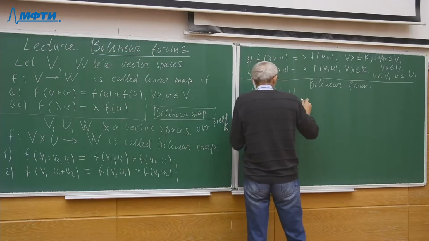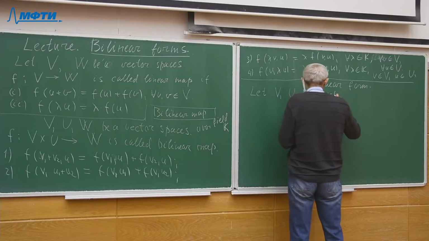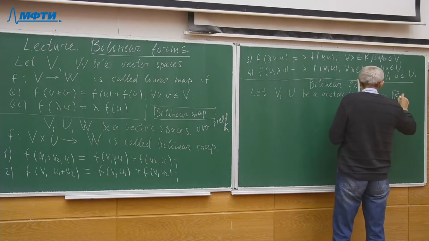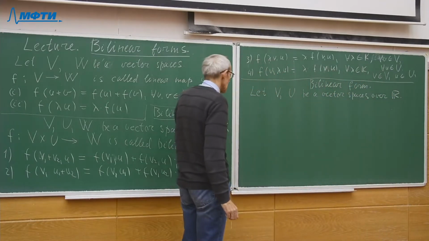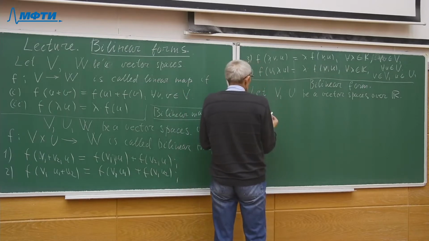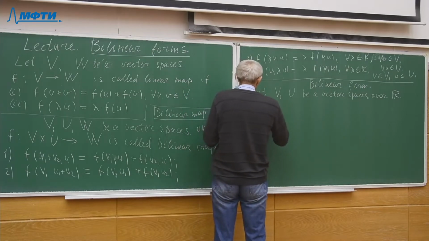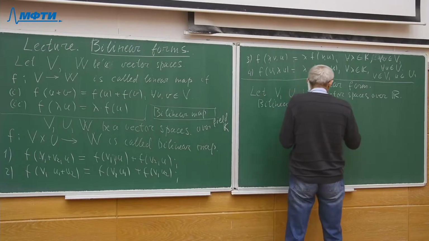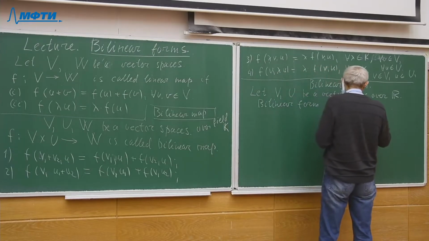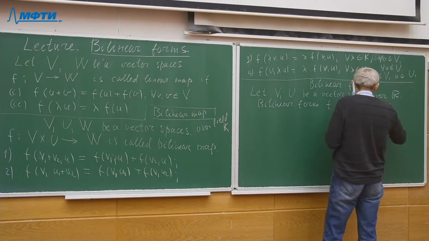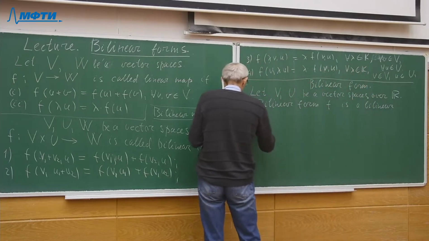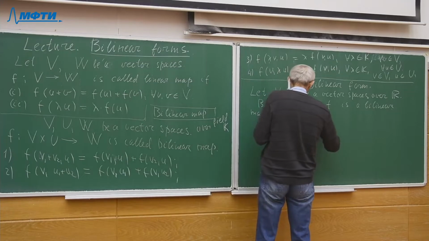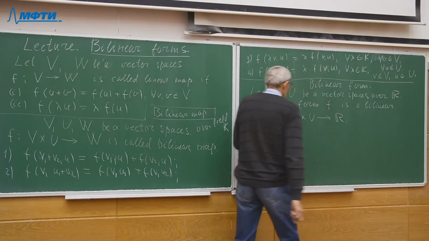Let V and U be vector spaces over the real number field R. In this case, a bilinear form F is a bilinear map from V times U onto the real field R.